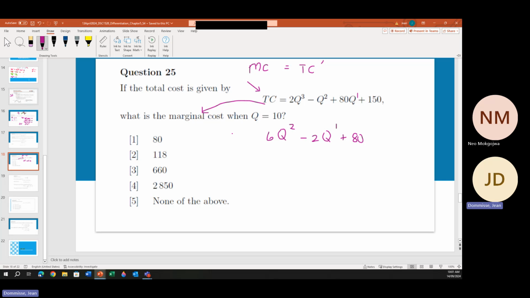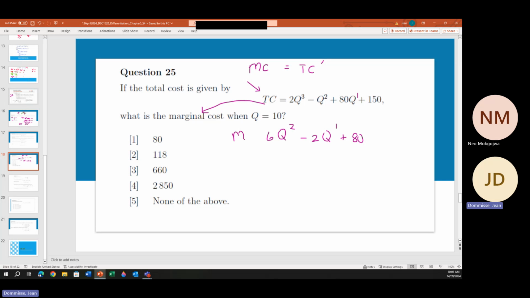So now we have our marginal cost function. The next step that they ask us is, what is this marginal cost when Q is equal to 10? So now we just replace the 10 into our formula.